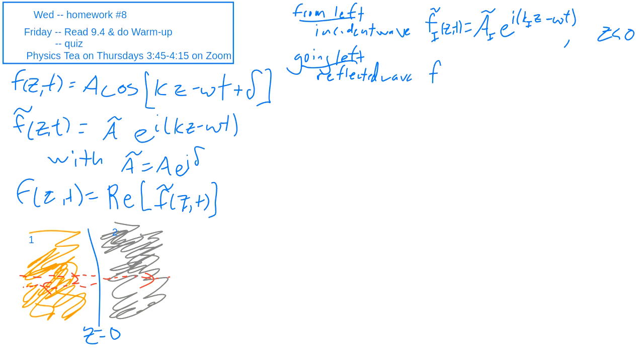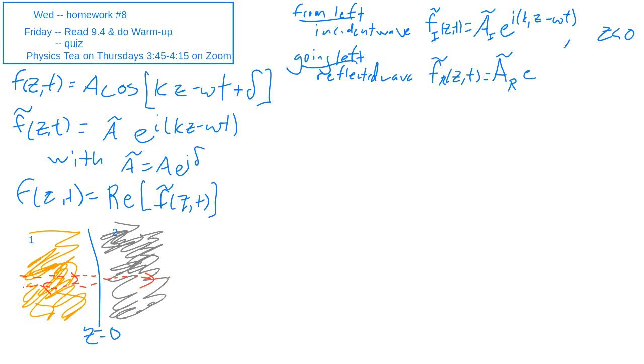Same thing, we're going to write out a complex function for this wave. It's got an amplitude of its own, not going to be the same amplitude. I actually want to change my labeling. I wasn't thinking this through. I'm going to call k1 the wave number of the incident wave. So that's the wave number in material one is what we're going to call it.